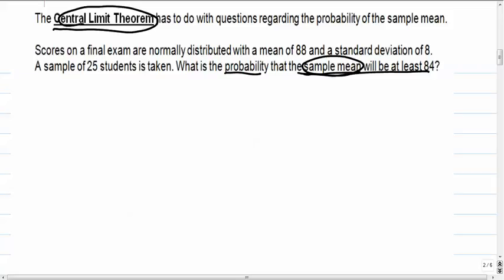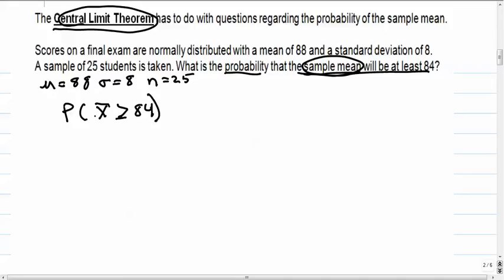So looking at our very first problem here, scores on the final exam are normally distributed. They have a mean, mu, equal to 88, and standard deviation, sigma, equal to 8. We took a sample, n equal to 25, and we want to know the probability that the sample mean is at least 84. Well, again, we're looking at a probability associated with the sample mean. That tells us to refer to the central limit theorem. The central limit theorem tells us how we can convert this to a z-score.